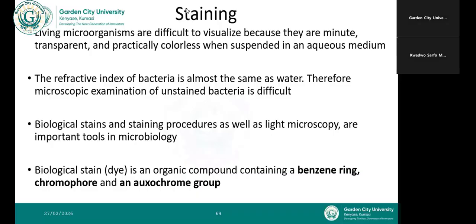Because of that, when you have the bacterial cells suspended in aqueous solution, which is water, because they have almost the same refractive index, you may not distinguish the bacterial cells from the water. That's why we stain the bacterial cells, or impart color, and then we can see the bacterial cells in the midst of the aqueous medium. Is it clear?